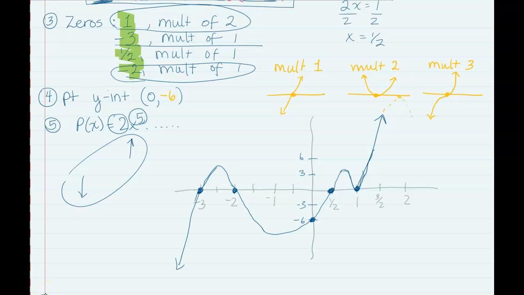And there's our graph. We're done. Make sure to include arrows at the end so you know that it continues going in that direction. We graphed all the zeros and their multiplicity, the y-intercept, as well as the end behavior. And that concludes this video.